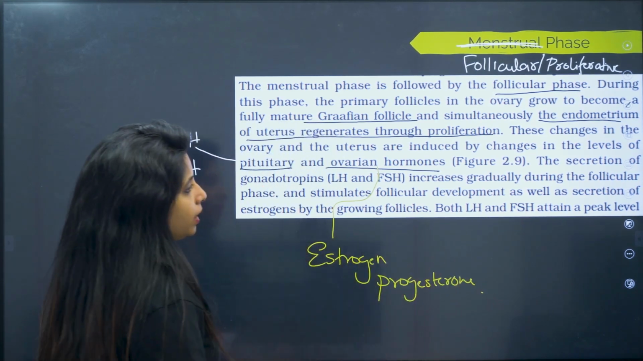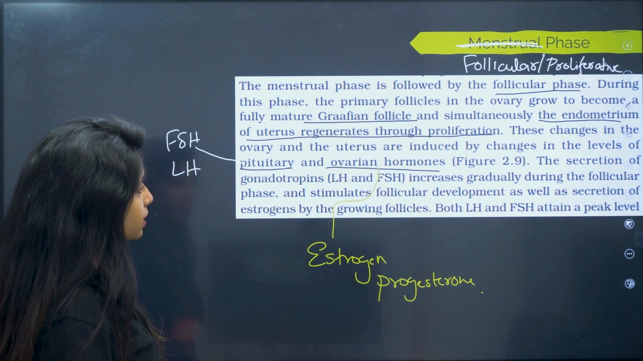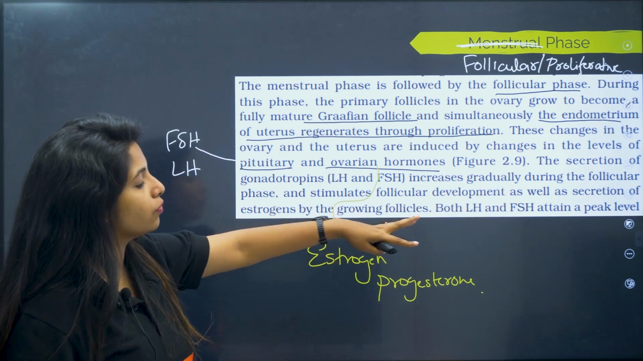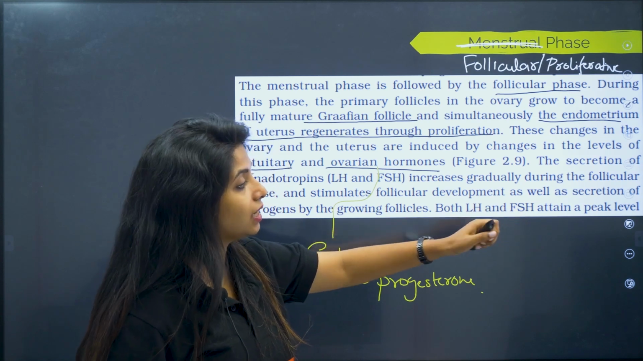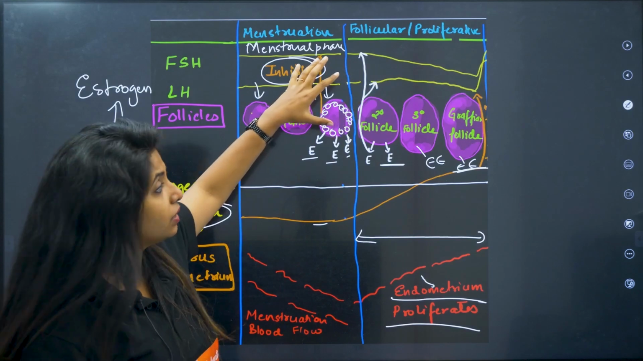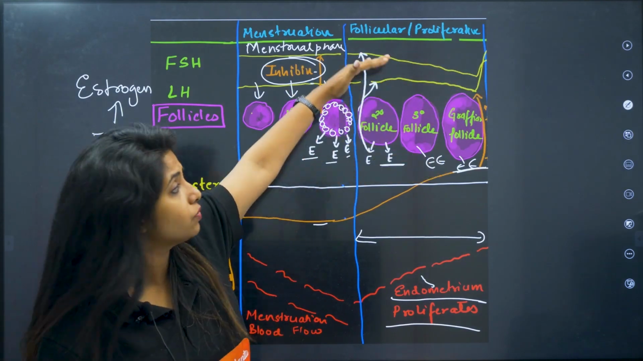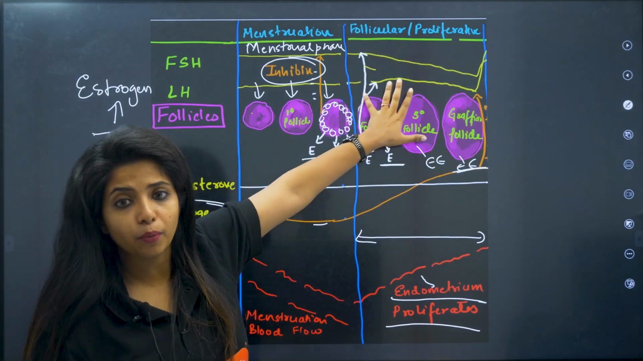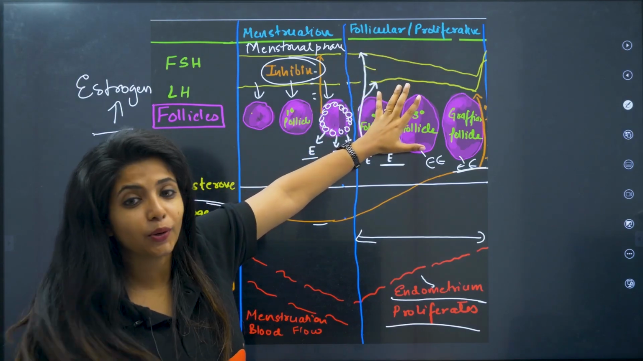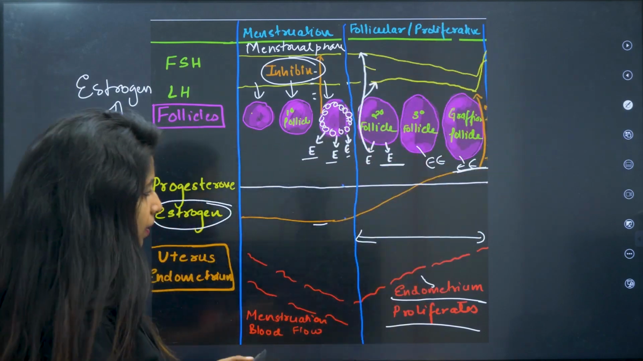Progesterone. Fine. The secretion of gonadotrophins LH and FSH increases gradually during the follicular phase and stimulates follicular development as well as the secretion of estrogens by the growing follicle. Both LH and FSH attain a peak level. So as of now, in the proliferative phase, they are increasing, but simultaneously what is happening? The estrogen is also being released, which is why they are decreasing. When a moderate amount of estrogen is being released, they will decrease at one particular point of time, and when the amount of estrogen is too much, there will be a peak. We will see that.